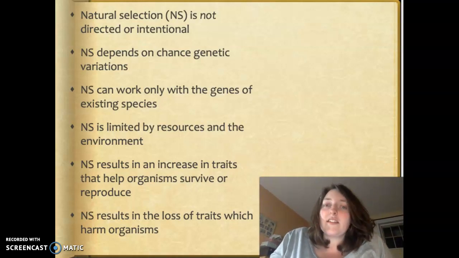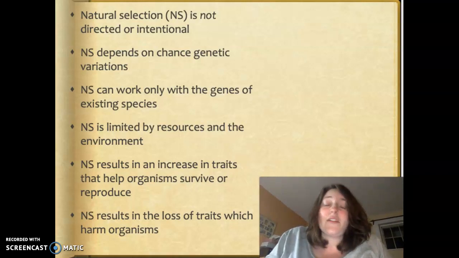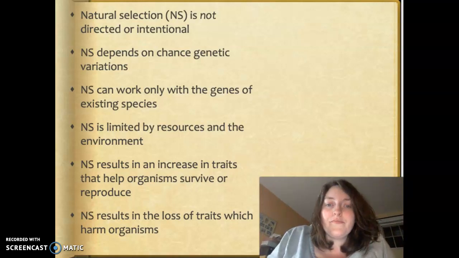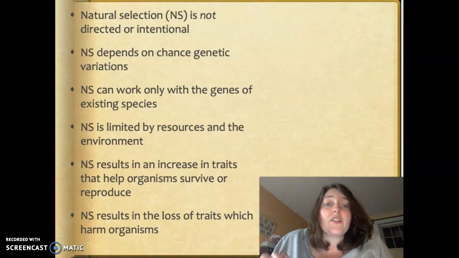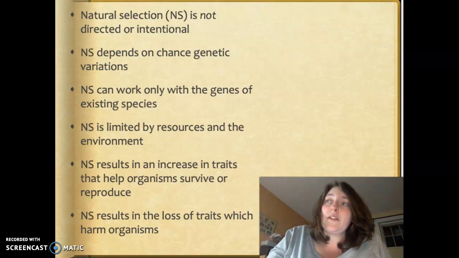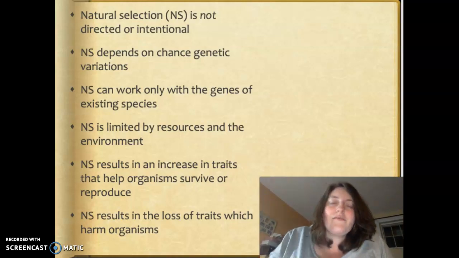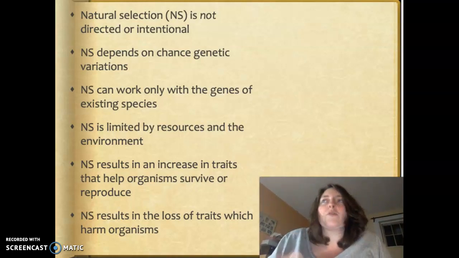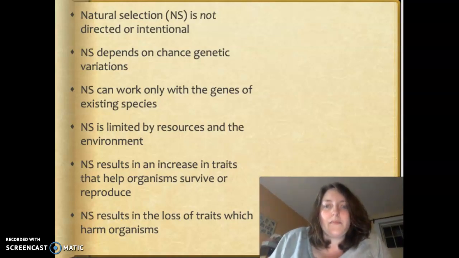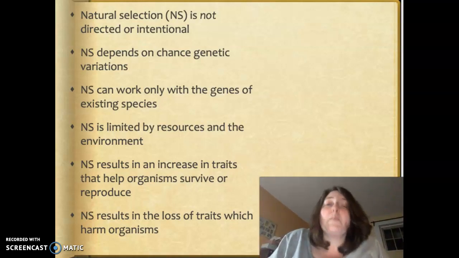And natural selection is limited by the resources in the environment. Each environment, each set of resources are going to dictate a different type of population. But natural selection does result in an increase in traits that help an organism survive. The weaker ones will perish, and the ones with the adaptations that allow them to survive are going to repopulate and fill in the population. So you're going to have a larger population of organisms that can survive in that environment. And it results in the loss of the weaker traits, the ones that aren't going to be beneficial.